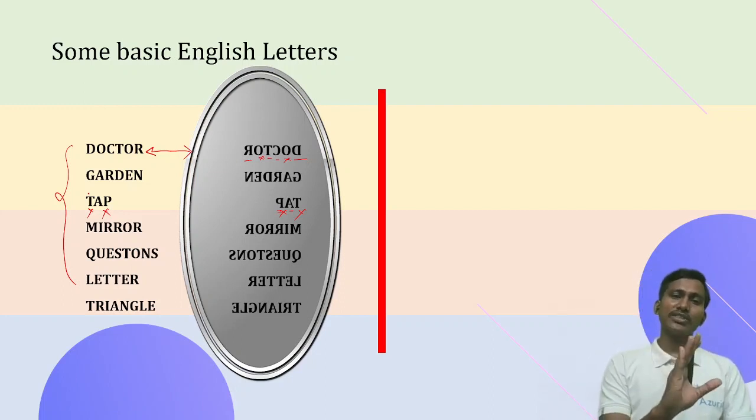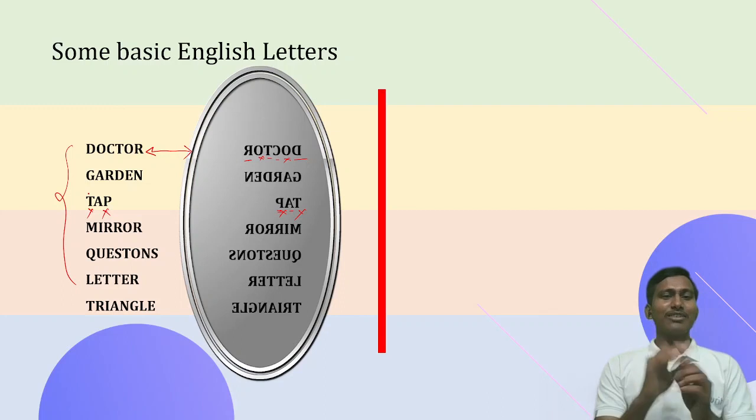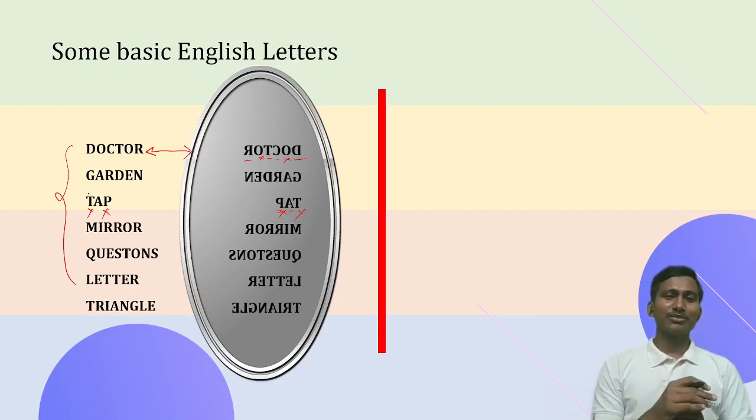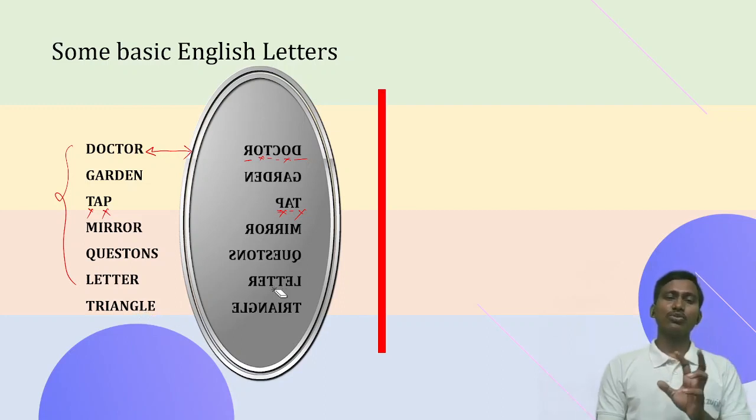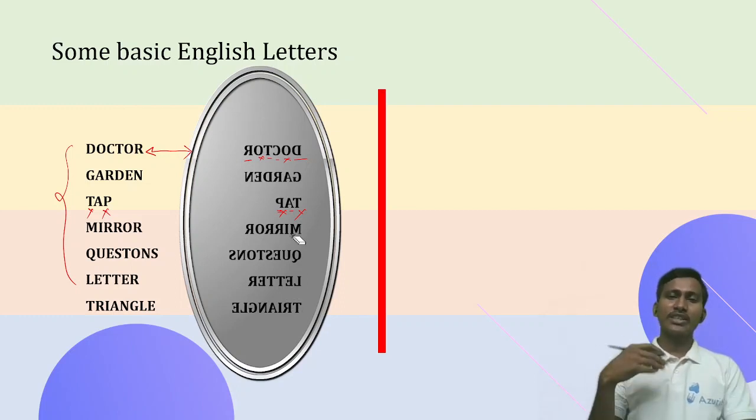That is the mirror image. What will be the mirror image of the word mirror? It is like this. And questions. So this is how the mirror image will be. Letter, it should be like this. And what about triangle? The mirror image will be like this. Understood? So let us see some more words.